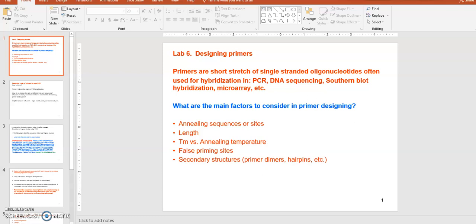of your primer analysis. At the end, you'll just upload that into the course shell. Okay, so the topic of the lab is designing primers. You know what primers are? Primers are what? Single strand DNA, typically DNA molecules. So single strand DNA that's made out of nucleotides.